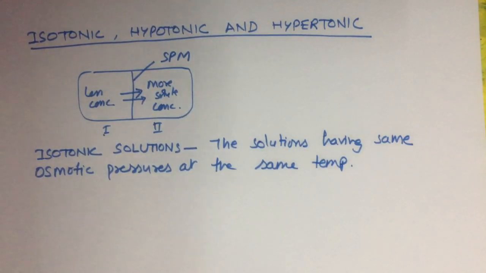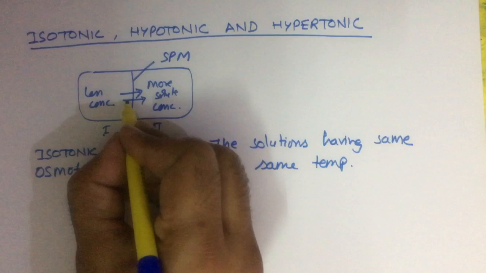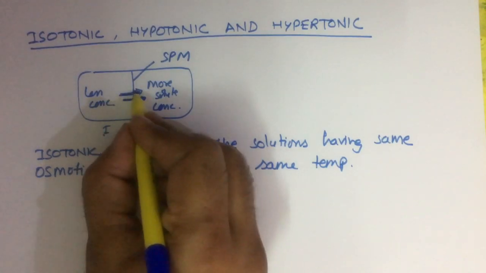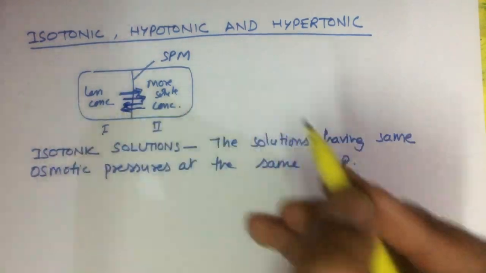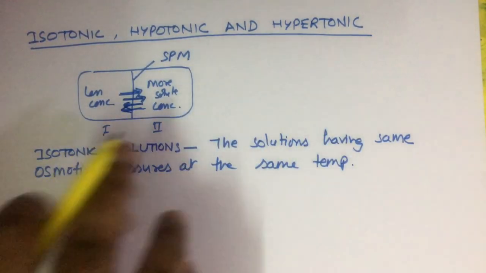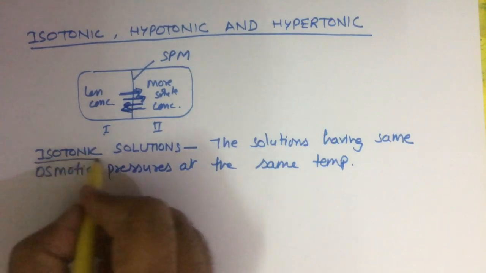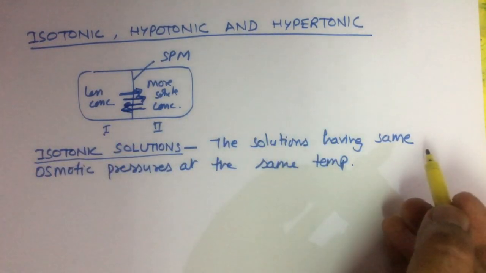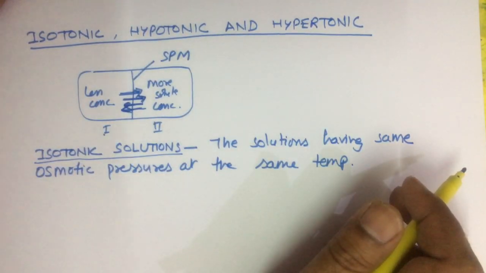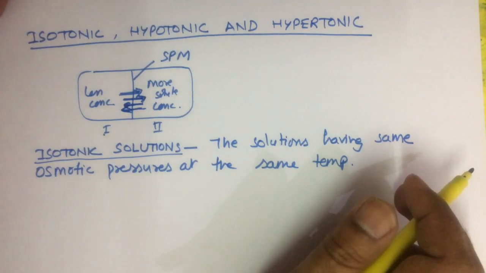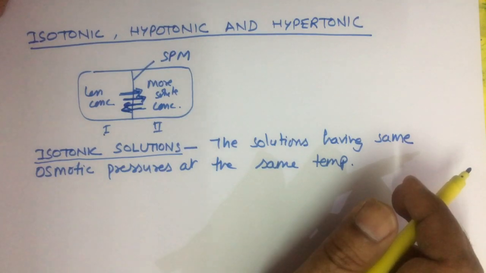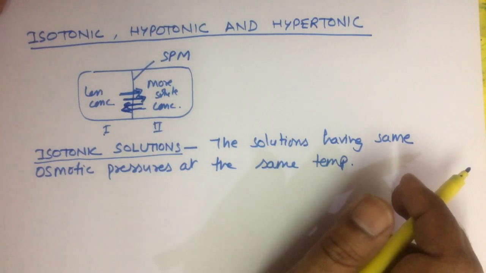Now, actually, when the osmotic pressure on both the sides remains the same, the osmosis does not stop, but the movement of solvent molecules from this side to this side and from this side to this side, the opposing sides, becomes equal and equilibrium is reached. So it appears that there is no movement of solvent molecules taking place, and such solutions are called isotonic solutions.